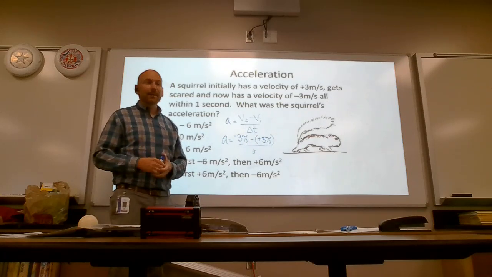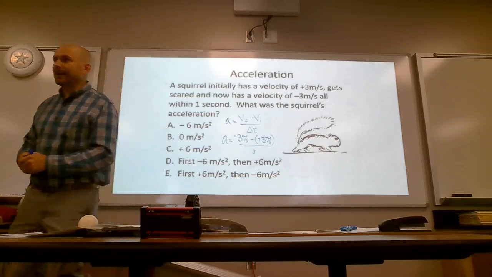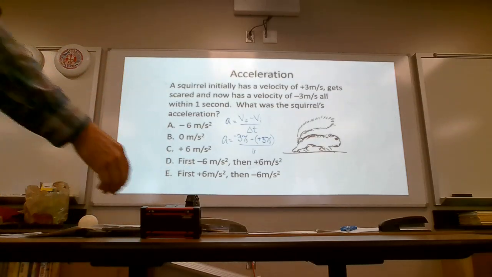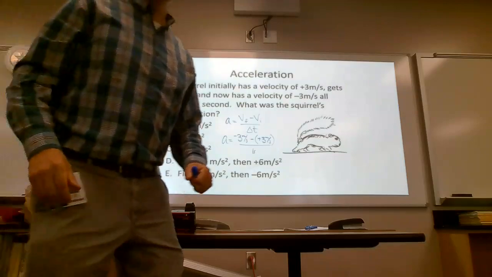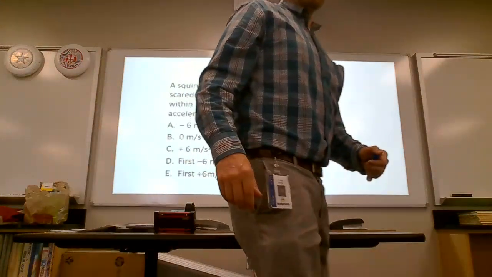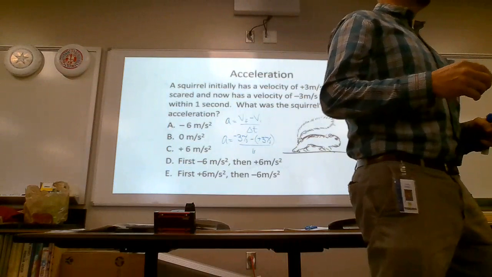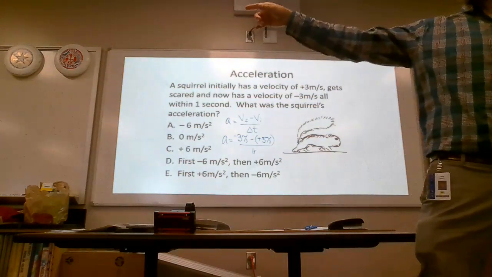Okay, that's mathematically. Conceptually, here's the idea. As the squirrel is going in the positive direction here, at some point, in order to go back the other way, what does it have to do?